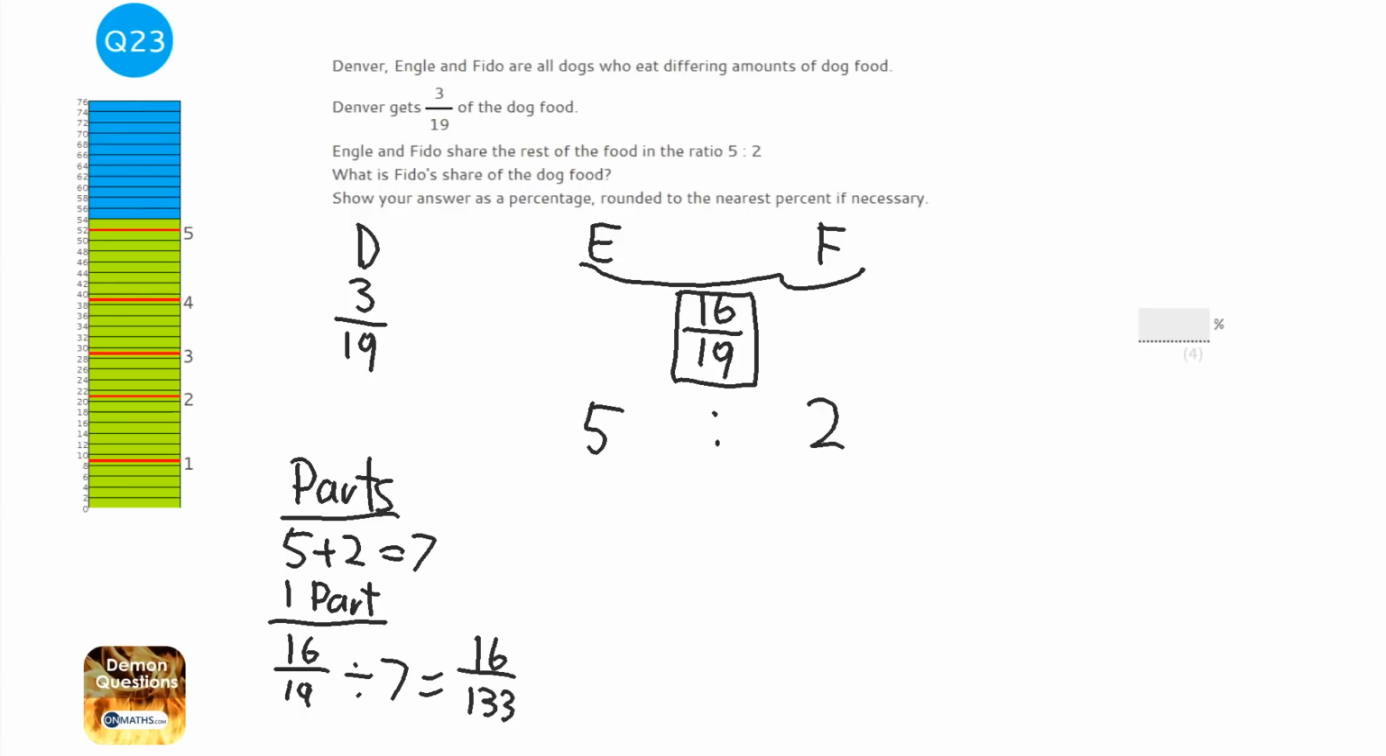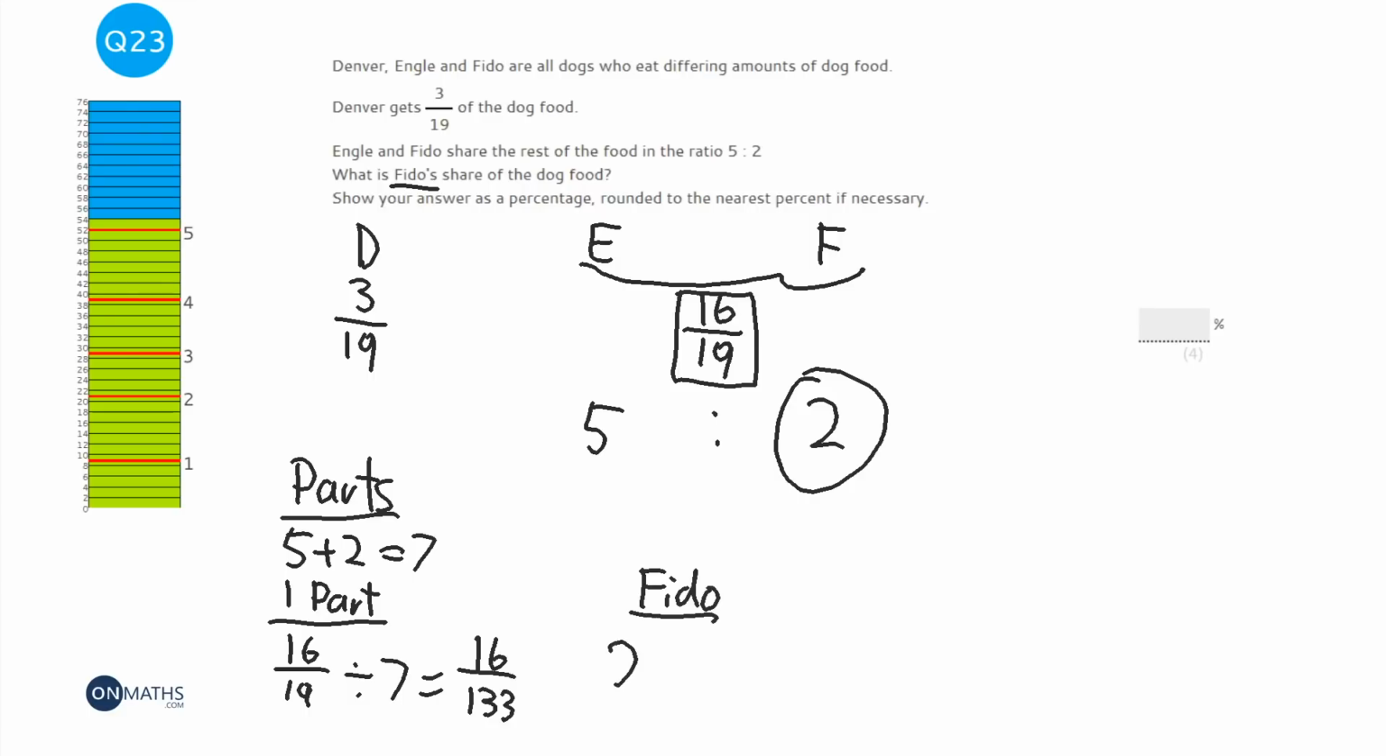Now it says, what is Fido's share? So we're looking for Fido's share. Now Fido gets 2 lots of that fraction. So I'm going to times that by 2 on the calculator, which is 32/133.